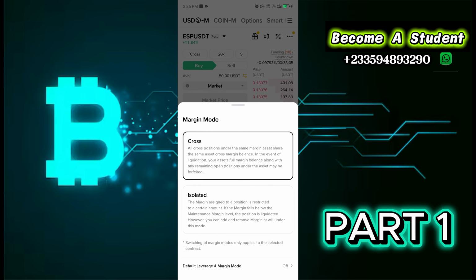Now we have cross margin. With the cross margin, you are setting the market in such a way that anytime you are inside a trade, maybe when the trade is going against you, the rest of the money inside your account will be taken as collateral for it to be paid, so that you don't blow your account or go to a loss. Now let me explain this deeper.